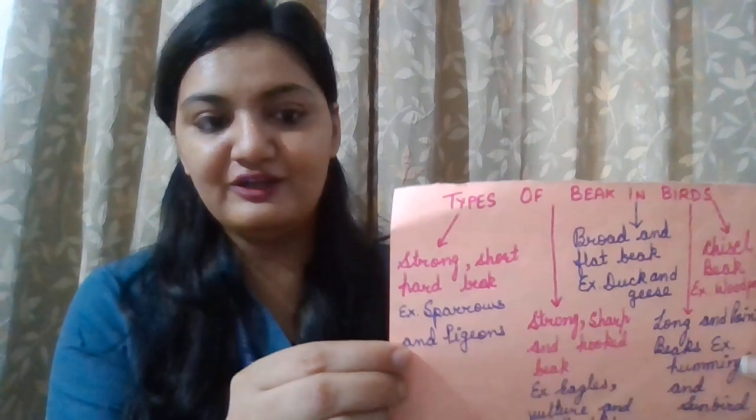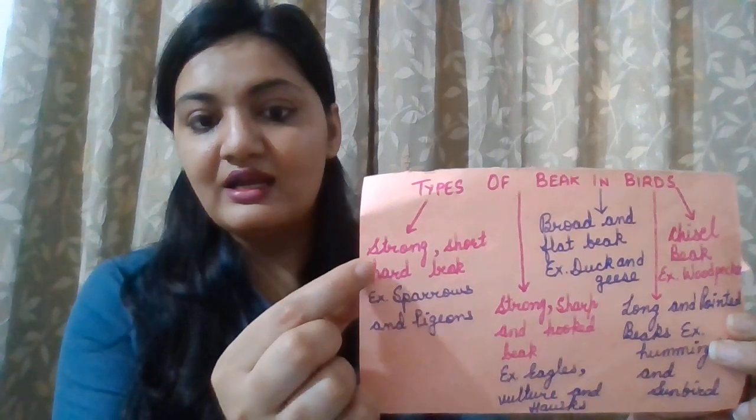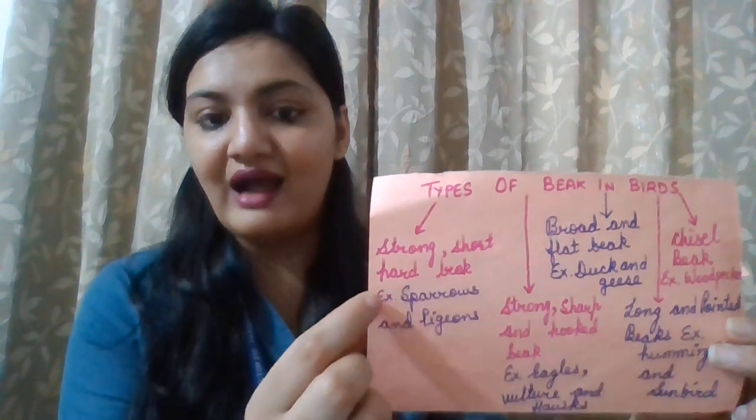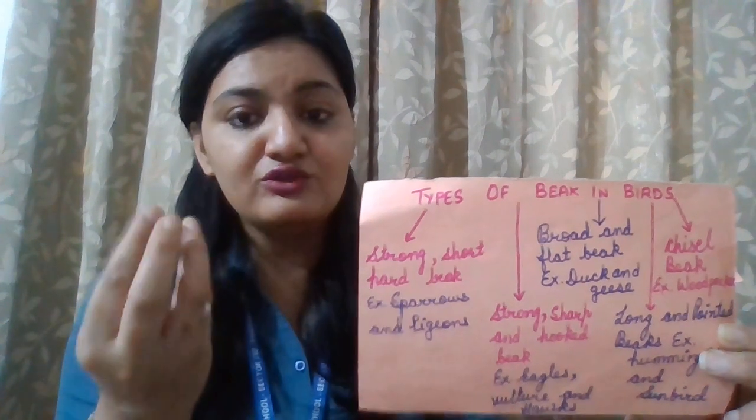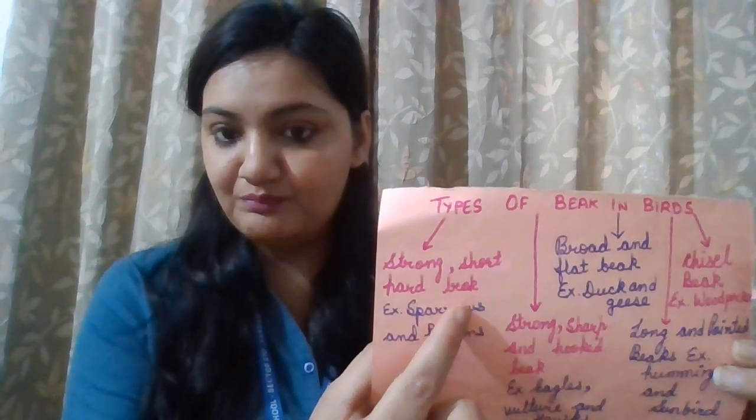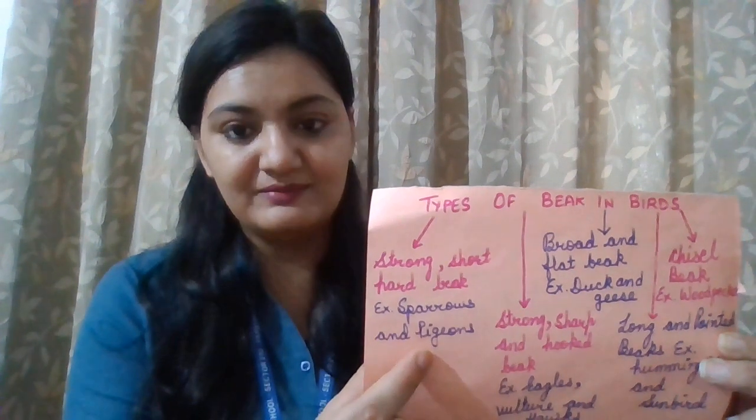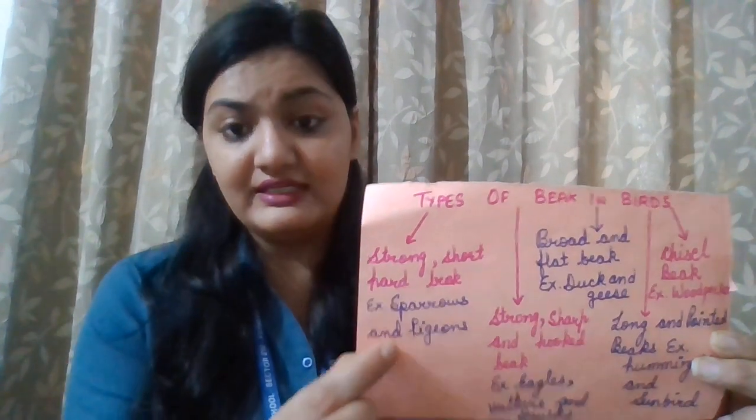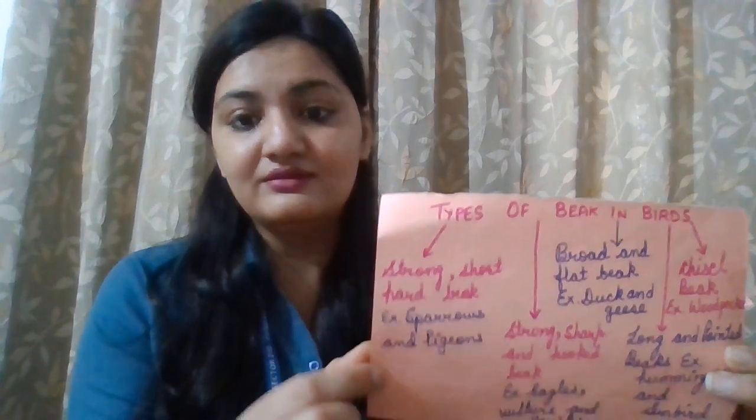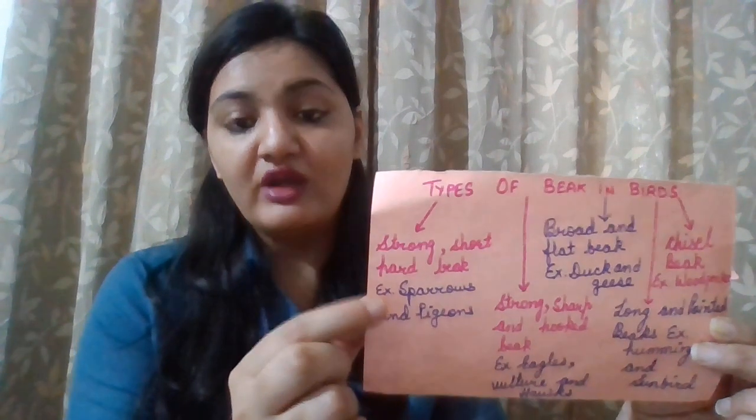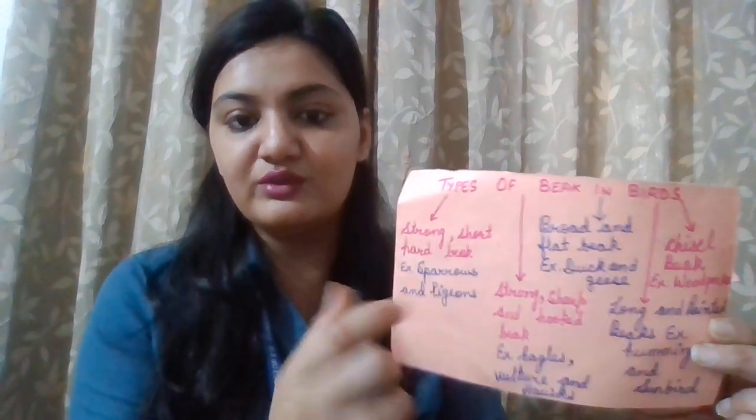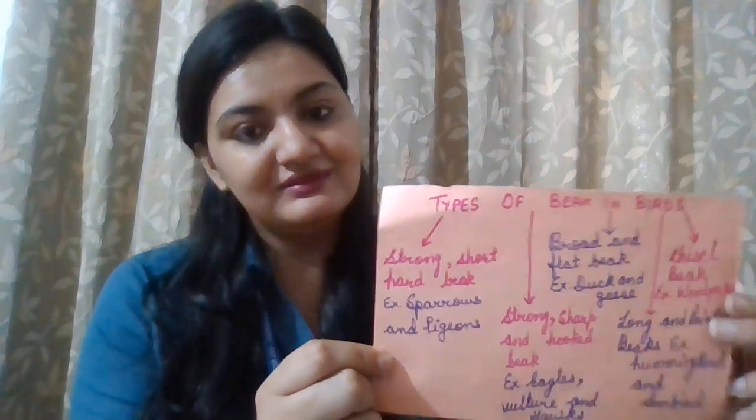So now moving forward with the types of beaks in birds. I'm having another slide to show you all. Number one is strong, short and hard beak. Now this kind of short, hard and sharp beak is there in sparrows and pigeons, because almost all insects are eaten by these birds. So birds are insect eaters. Sometimes they eat leaves also. So eating leaves and insects is easier with this kind of short and sharp beak.